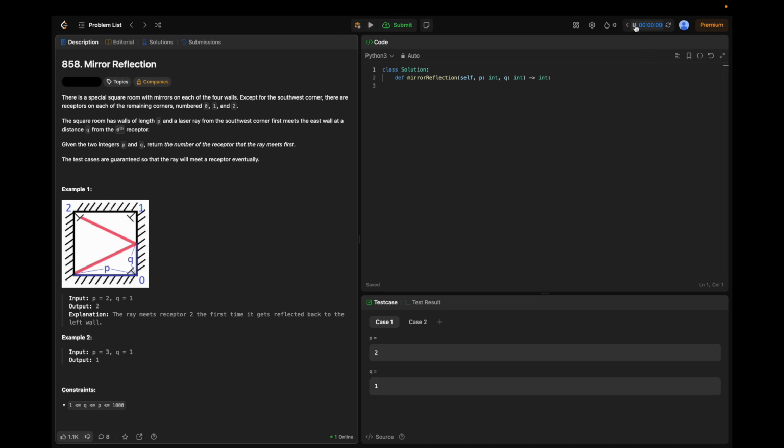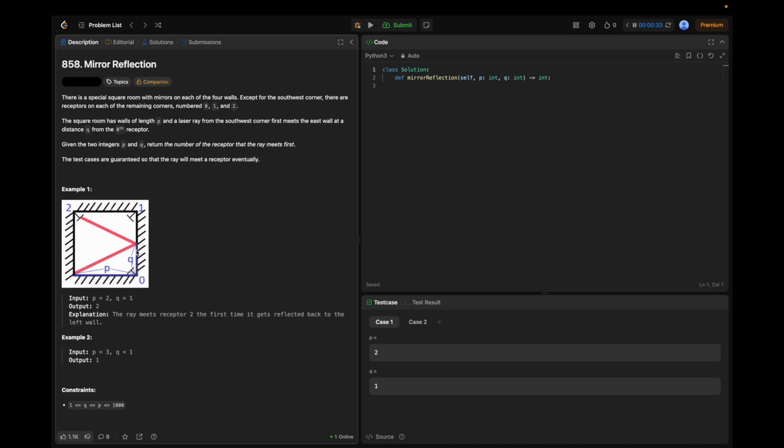Start the timer. Okay. The special square with mirrors on each of the four walls, except for the southwest corner. There are receptors on each of the remaining corners, so 0, 1, 2. The square room has walls of length P, and a laser ray from the southwest corner first meets the east wall at a distance Q from the zeroth receptor.